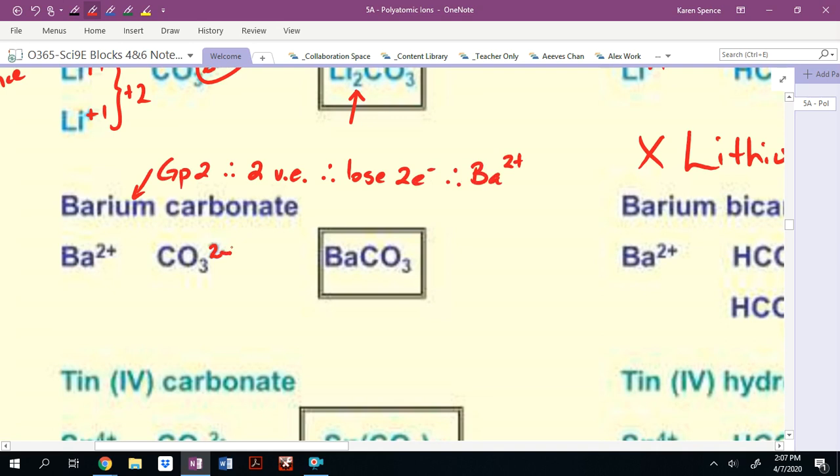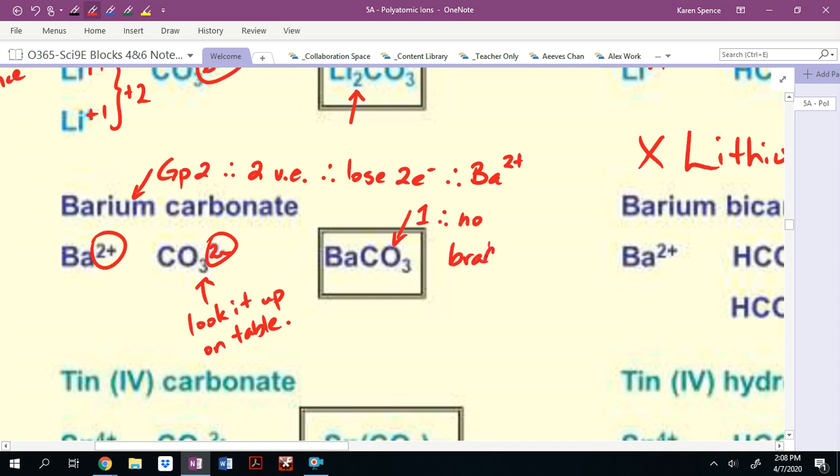How would you know that? Do you have to memorize it? No, you don't. You will just look it up on the table that I will post along with this video. Okay? So we have a 2+, we have a 2-, and that means that we have just 1 of each. So that's barium carbonate, just 1 carbonate, therefore no brackets, no brackies. Okay, there is our cation, and there is our anion, barium carbonate.